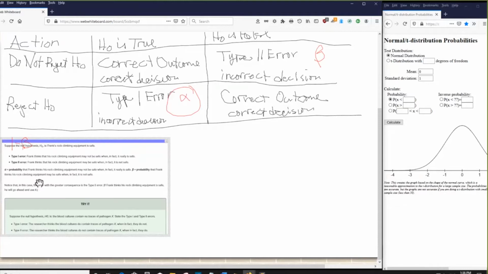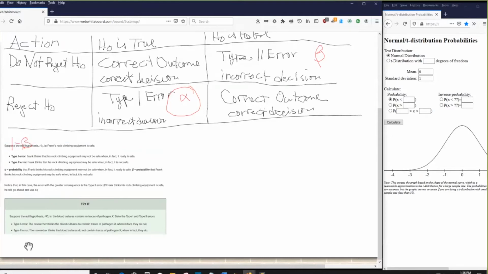So your alpha is the probability that Frank thinks his rock climbing equipment may not be safe when in fact it really is. And the beta is going to be the probability that Frank thinks his rock climbing equipment may be safe when in fact it is not safe. Now, if you look at these two errors, we'll notice that in this case, the error with the greater consequence is the type 2 error. If Frank thinks his rock climbing equipment is safe, he'll go ahead and use it even though it's not safe, and so he will be at risk of getting hurt.